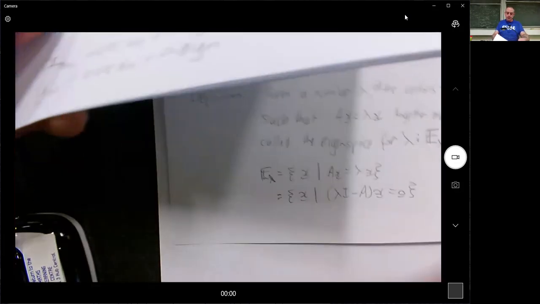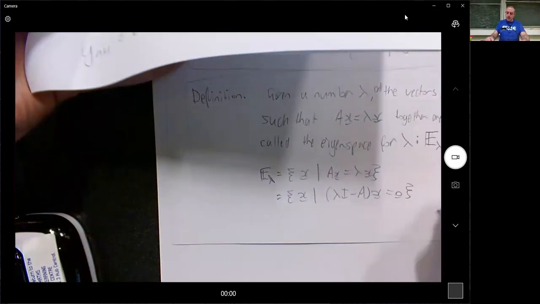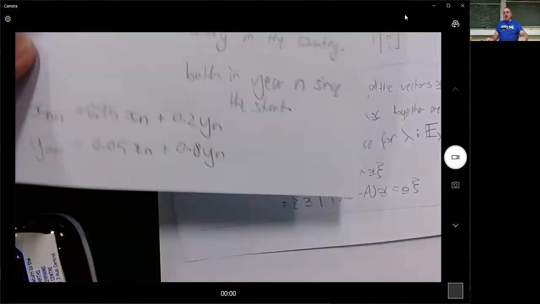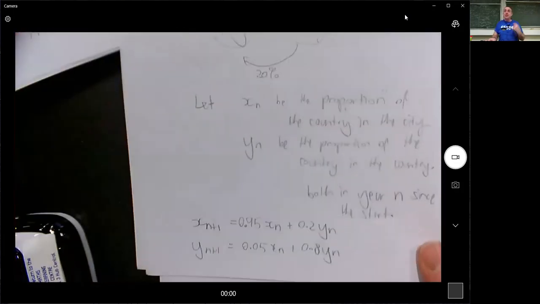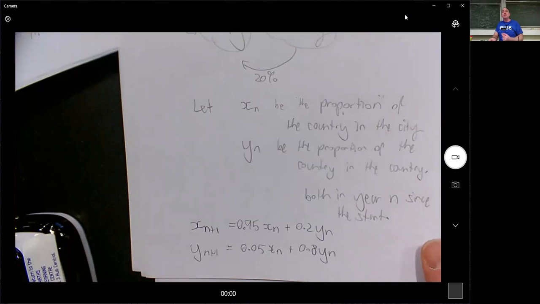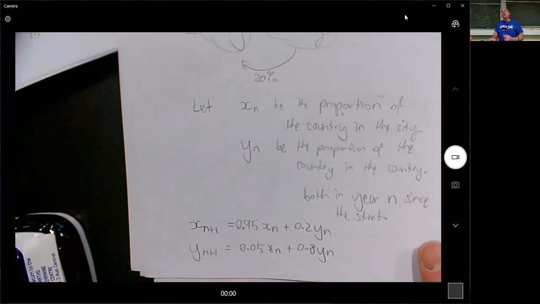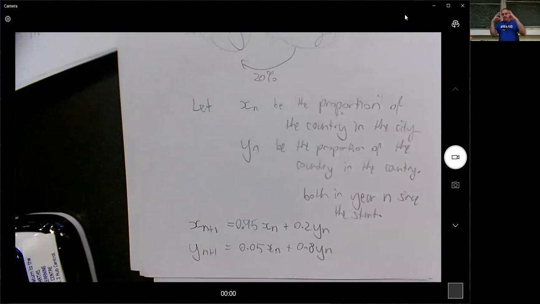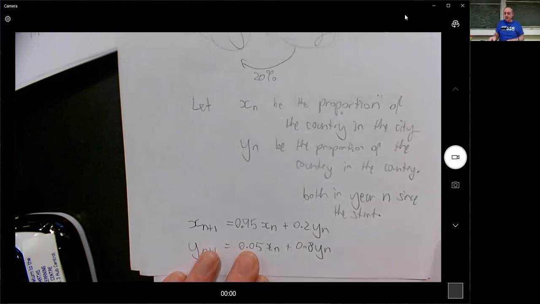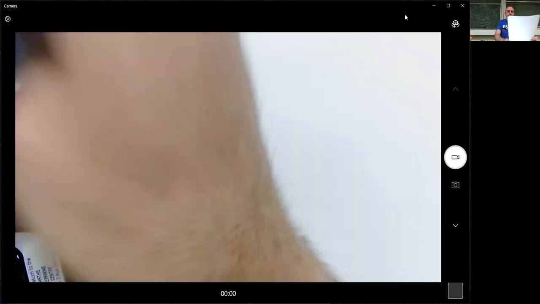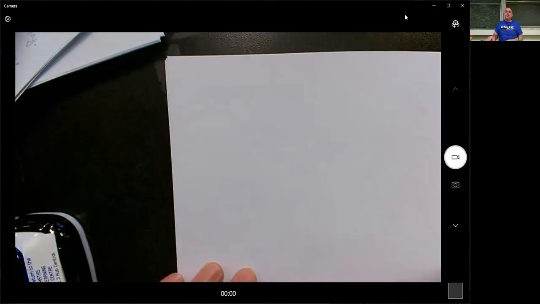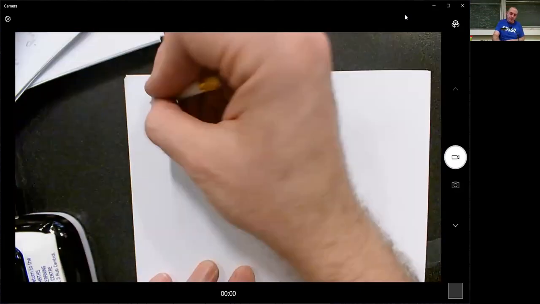Okay. So just to point out, an eigenvalue is just a number. An eigenvector is a single vector. But if you look at all the eigenvectors together all at once that go with the same eigenvalue, that's an eigenspace. All right, we're ready now. So back to the problem.